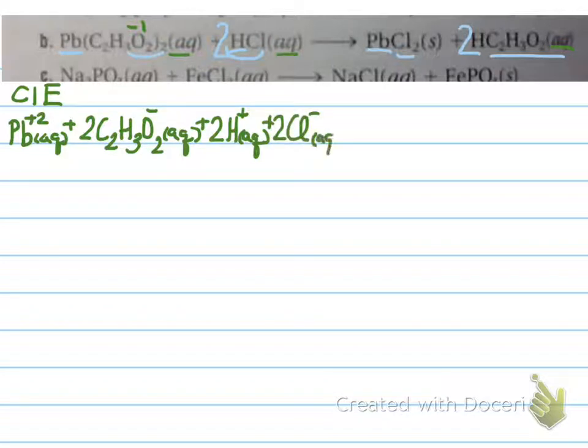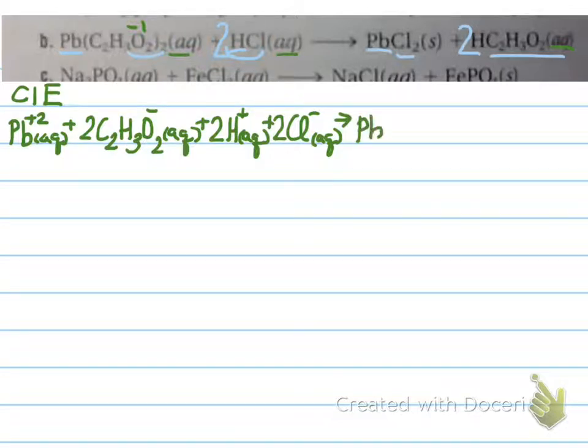Next step, I'm going to do my complete ionic equation. Again, I'm going to take everything that's in the aqueous state of matter and break it up into its ions. So I have Pb +2, because acetate has a charge of -1 and there's 2 of them, aqueous, plus 2 of these acetates because of the subscript, plus 2 hydrogen ions, plus 2 chloride ions because of the coefficient in front of them.